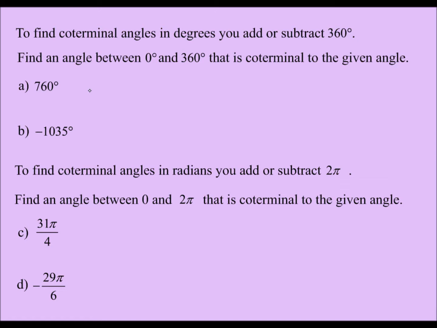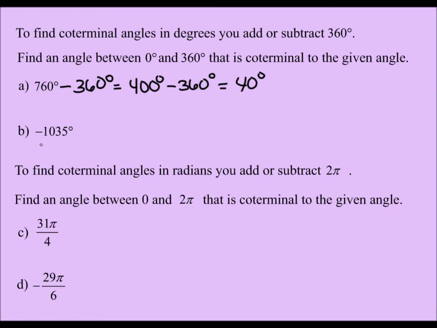So in order to find the coterminal angle, I'm going to subtract 360 degrees. And when I do this, I get 400 degrees. Now this is a coterminal angle to 760 degrees, but it's not between 0 and 360. So therefore, I need to subtract another 360 in order to do another rotation. And when I do that, I get 40 degrees. Now 40 degrees is between 0 and 360 degrees and also coterminal to 760 degrees.